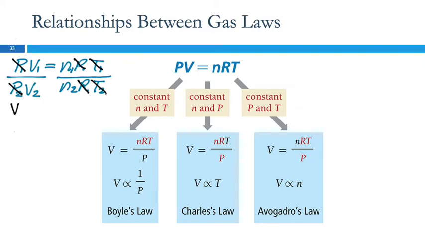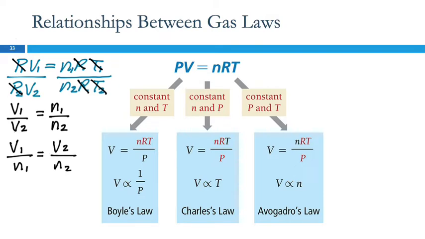So now we have V1 over V2 is equal to n1 over n2. You're like, that kind of looks like Avogadro's law. Well, if we rearrange it, we can swap the top on one side and the bottom on the other. It's kind of a short version of cross multiplying. There's Avogadro's law.